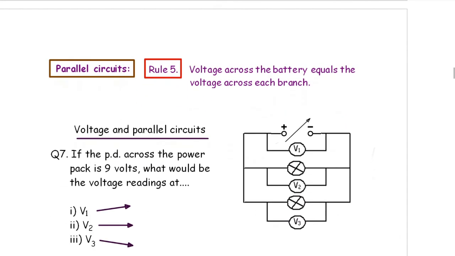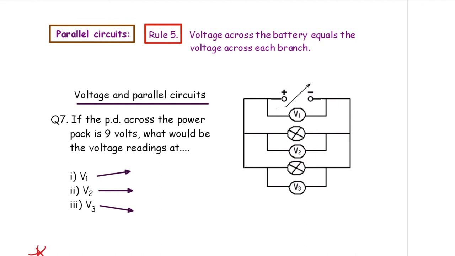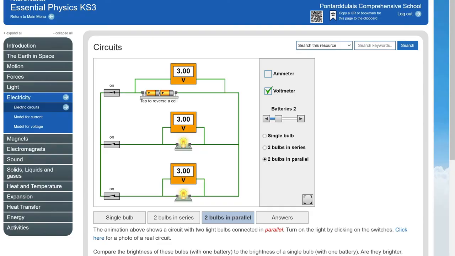Moving on to page 16 is the fifth and final rule, which states the voltage across the battery equals the voltage across each branch. We can look at that again using this piece of software. You can see we've got 3 volts across a battery and each branch has got 3 volts across it. We could change the number of batteries. Each battery's got 1.5 volts.